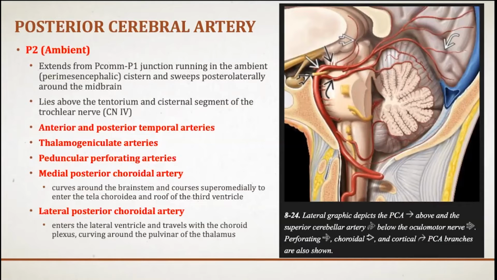arteries, and then two big branches that sometimes will become important in AVM surgery: the medial posterior choroidal artery and the lateral posterior choroidal artery. And these are important to know. Obviously, you should know the anatomy in general, but these can become larger if you have different types of AVMs. These vessels can supply them, and it's important to know these branches and know what they supply and what happens if you take them, and exactly what they are and where their locations are. So the medial posterior choroidal artery curves around the brainstem and courses supermedially, and it enters the tela choroidea and the roof of the third ventricle.